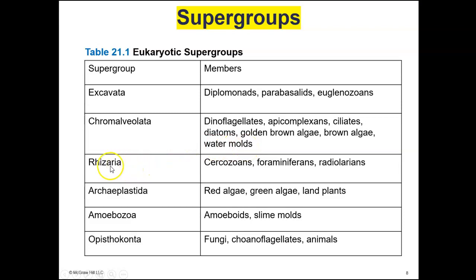All right, next we have the supergroup Rosaria, which consists of the cercozoans, foraminiferans, and radiolarians. The Archaeoplastida, which consists of the red algae and green algae, and then the plant kingdom. The Amoebozoa, which consists of amoeboids and slime molds, and the main example of the amoeboids is what we call amoeba, and we will see amoeba in lab tomorrow as well. The Opisthokonts, or the supergroup Opisthokonta, contains choanoflagellates, and then also the kingdom fungi and the kingdom animalia.